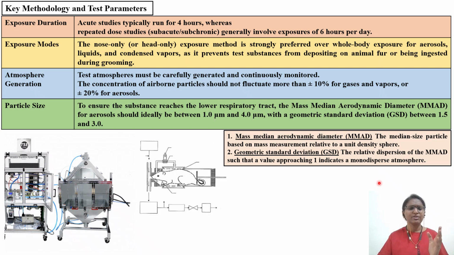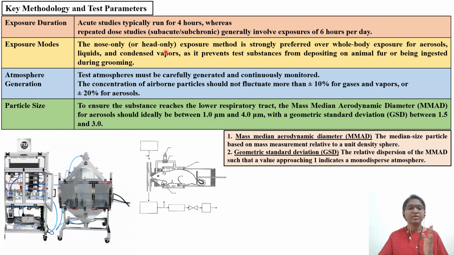Okay, next very quickly we'll go through what the durations are. We have seen in the case of acute studies it is 4 hours, whereas in the repeated studies it is 6 hours per day, 5 days per week, like that. Certain times you will come across 6 days per week also. Exposure modes that we have seen: nose only as well as head only. As I told you, which type of chemicals need which type of exposure. Generally regulatory prefers nose only exposure because we do not want the particles to be on the fur and the animal licking that. So all those things we do not want.